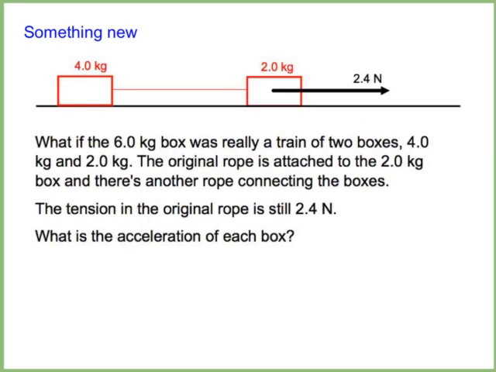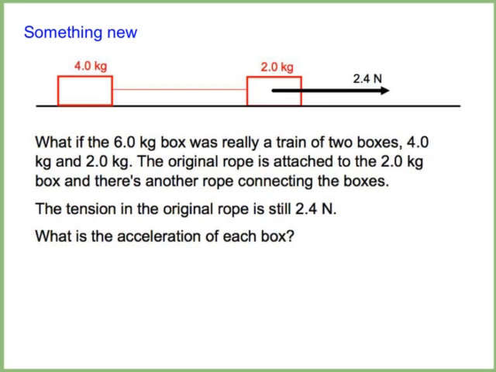So here's a typical system of two blocks. You might think of it sort of like a train, where you have two objects that are connected, in this case, by a rope, and then the whole system is being pulled forward, again, by 2.4 newtons. So notice that the total mass of the system is still 6 kilograms, like it was in the previous problem. It's just that those 6 kilograms are split between two boxes.